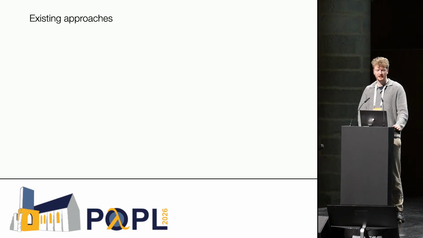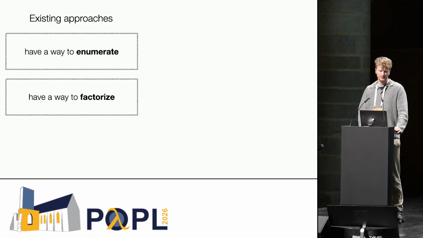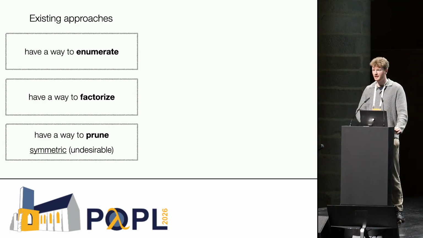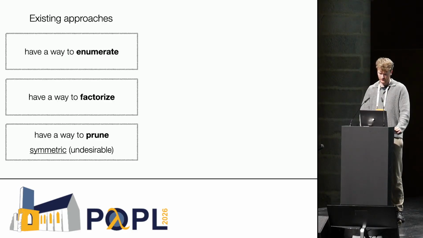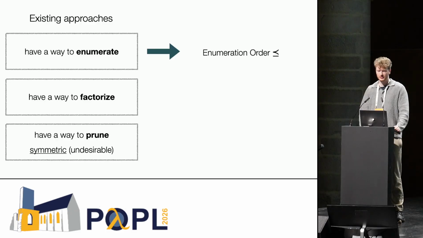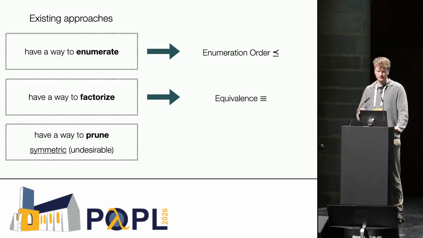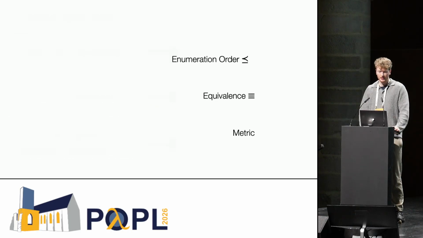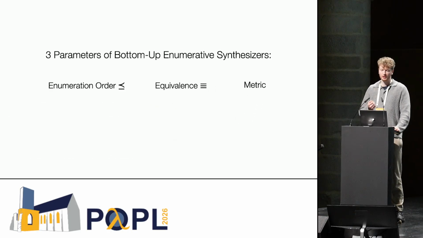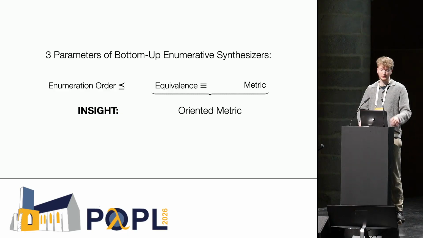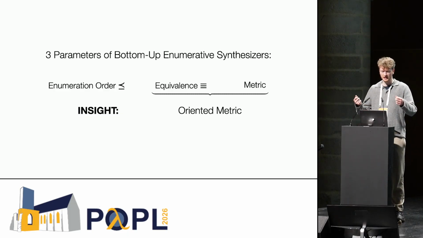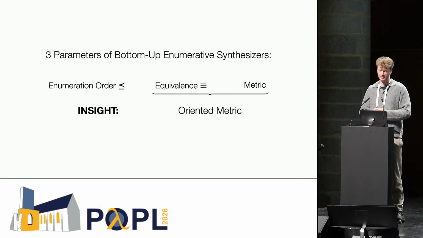Now, to sum up, the existing approaches have a way to enumerate, they have a way to factorize, and they have a way to prune the search space. Now, we can capture the enumeration by the enumeration order, which is a total order on the search space. The factorization can be captured by the equivalence, and the pruning can be captured by the metric we use. So these are the three parameters of bottom-up enumerative synthesizers. And our insight now is that the equivalence and the metric can really be captured inside one object, an oriented metric.